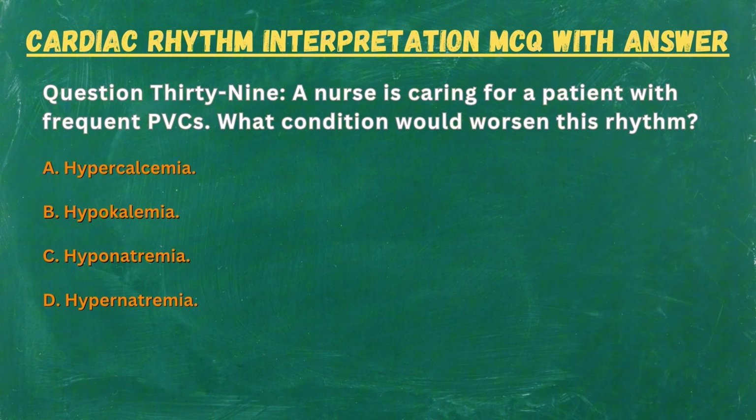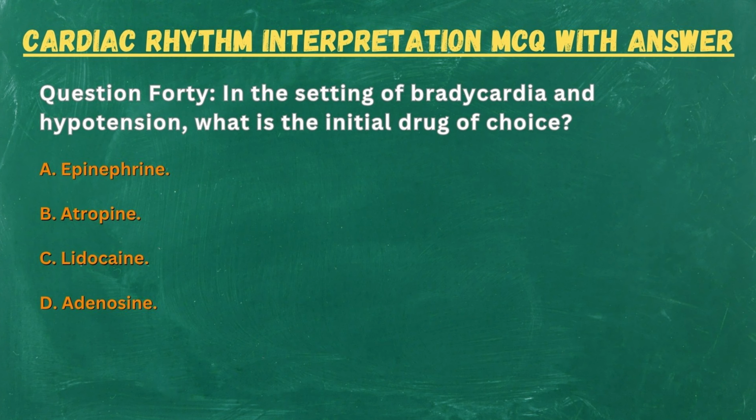Question 39. A nurse is caring for a patient with frequent PVCs. What condition would worsen this rhythm? A. Hypercalcemia. B. Hypokalemia. C. Hyponatremia. D. Hypernatremia. Answer: B. Hypokalemia.